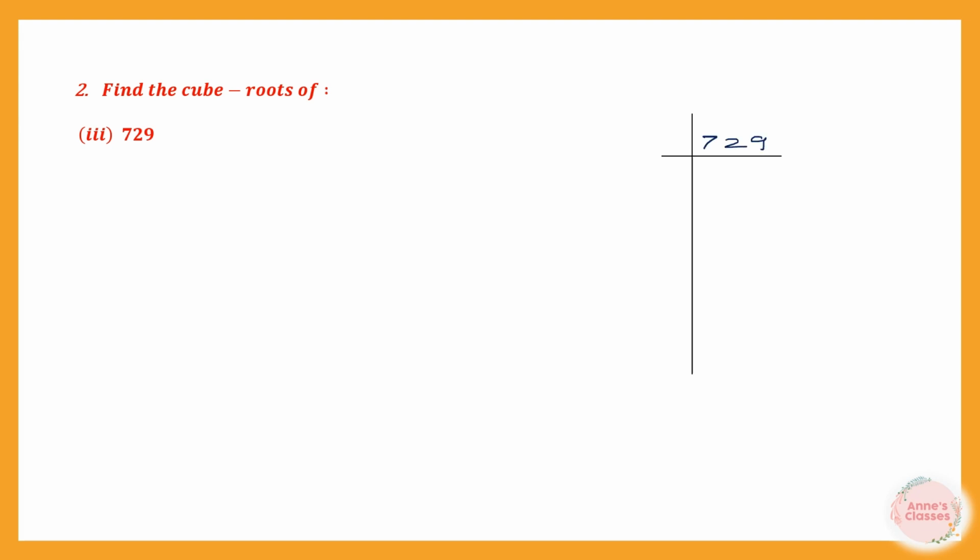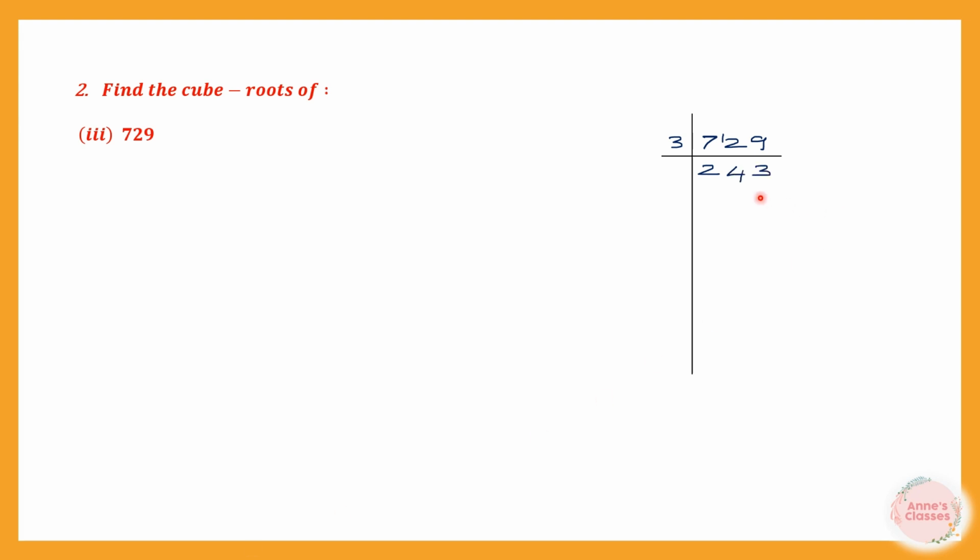729. Is this number divisible by 3? Let's add it up. 7 plus 2 is 9. 9 plus 9 is 18. And 18 is there in the tables of 3. So 3 2's are 6. What is left is 1, 12. 3 4's are 12. 3 3's are 9.